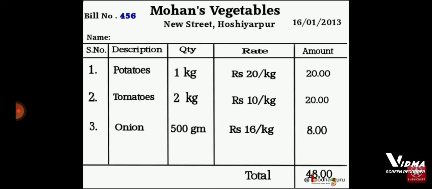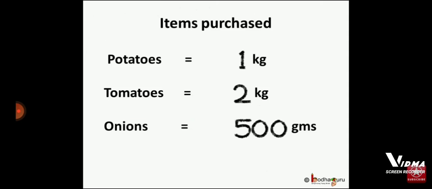How many potatoes have been purchased by the customer, how many tomatoes, how many onions. So in the same way, we all are having the equal quantity: potatoes 1 kg, tomatoes 2 kg and onions 500 gram. Now according to this, we are always having the quantity or the amount of 1 kg.